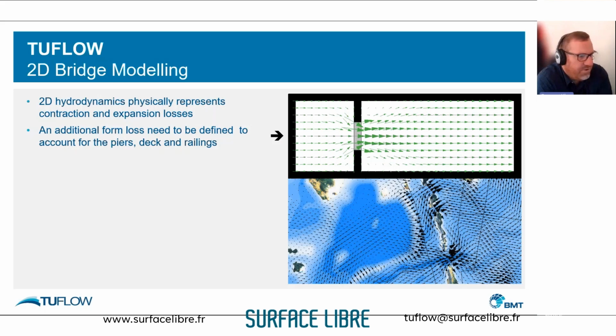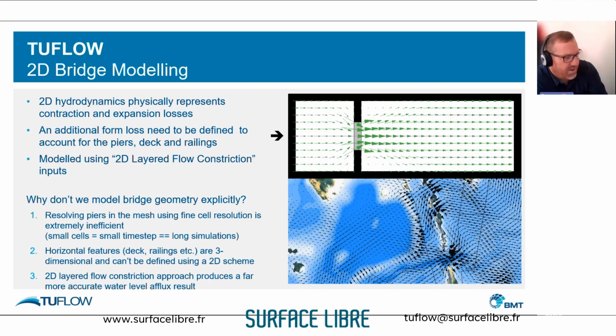Like I said, the 2D hydrodynamics does a pretty good job of representing those contraction and expansion losses into and out of the bridge opening. Where we need to focus our attention is on the specification of additional form losses to account for the piers, decks, and railings. What we do in TUFLOW is use a 2D layered flow constriction. This is one of the layers available within TUFLOW, and it allows us to represent various blockages and different form losses in the vertical plane.